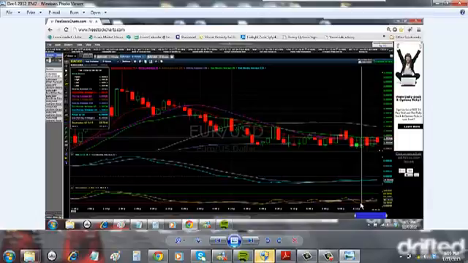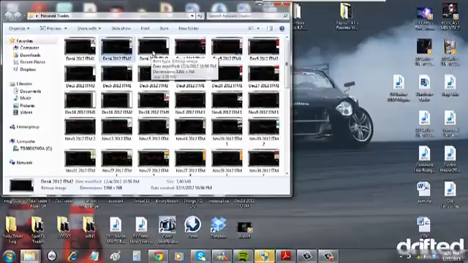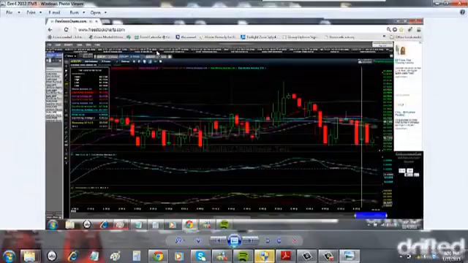The stochastic has already touched this 20 line right here and was headed up, but you can just say it was just touching the 20 line because it started heading up after the fact. But yeah, this is a solid trade. It's very high probability. And then the close is right here, winning trade. Next trade, I'll just show you one more. This will just give you a general idea.